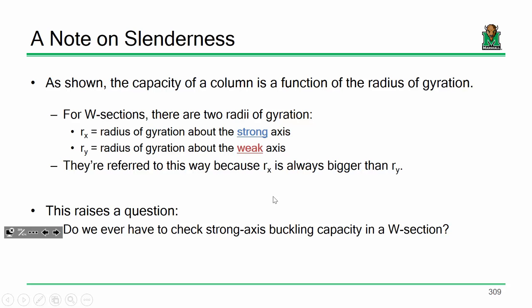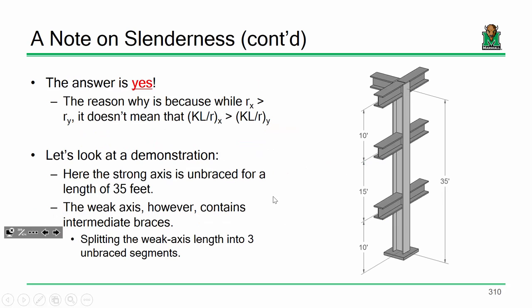if you look at a wide flange, remember Rx is always bigger than Ry because Rx is our strong axis and Ry is our weak axis. That doesn't mean we get to ignore the strong axis altogether, because if we're determining capacity, you would think, oh, well, the weak axis is always going to be the one that gives the lowest capacity, so that's the one we always need to check. Well, not necessarily, because depending upon bracing conditions, your strong axis can actually have a larger slenderness than your weak axis. And remember, the larger the slenderness, the higher your KL over R, the lower your capacity.